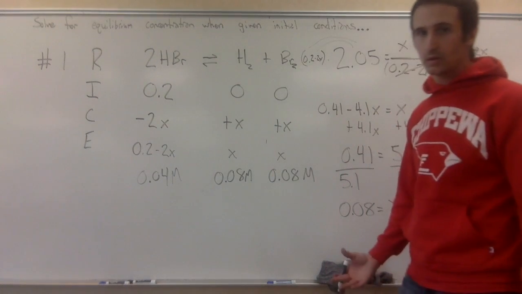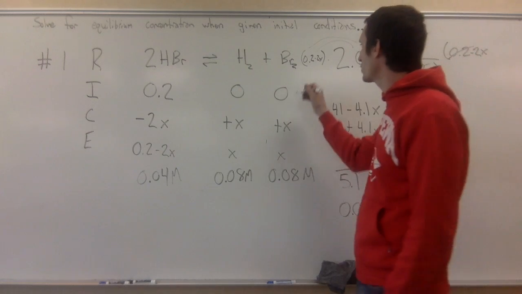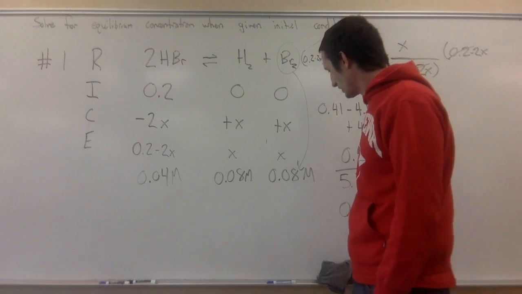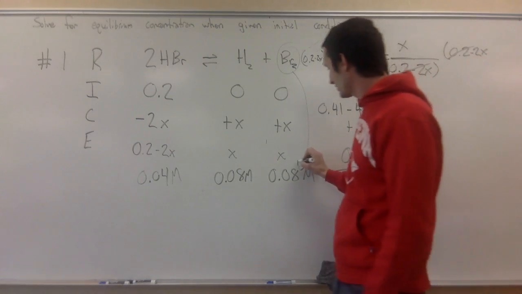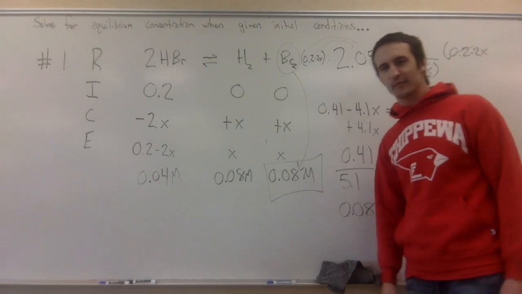So it looks like we've got the answer to our question. What is the equilibrium concentration of bromine? Well, here's bromine in this column. Its equilibrium concentration is 0.08 molar. That's it. Done.